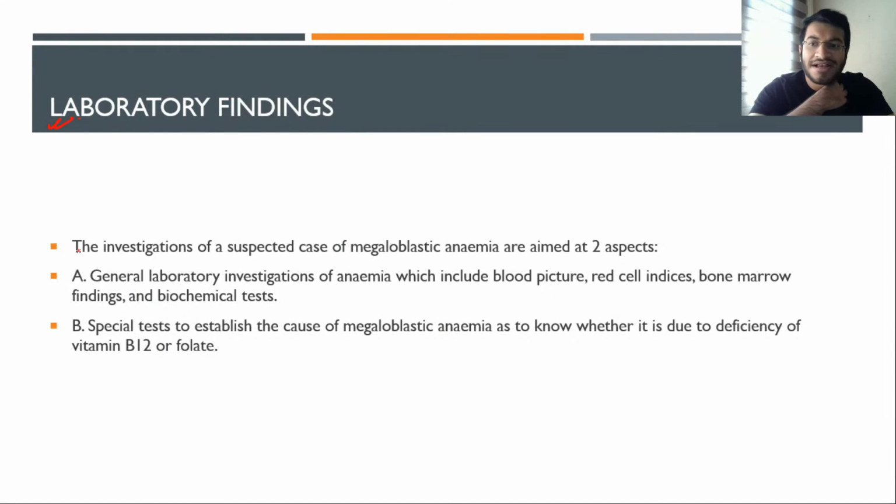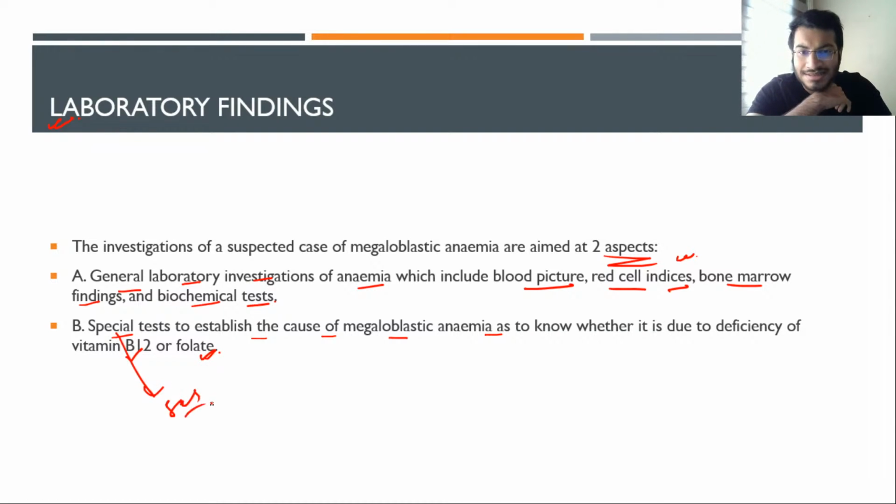Now, laboratory findings. The investigation of a suspected case of megaloblastic anemia is aimed at two aspects. First is general laboratory investigations of the anemia, which include blood picture, red cell indices, bone marrow findings, and biochemical tests. Special tests to establish the cause of megaloblastic anemia, that is, to know whether the deficiency is due to vitamin B12 or folate, and the special test is Schilling's test.